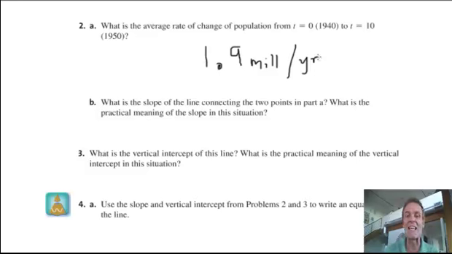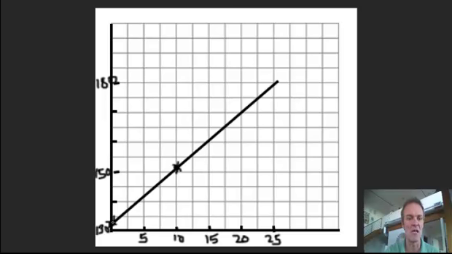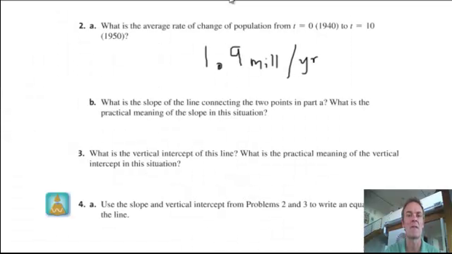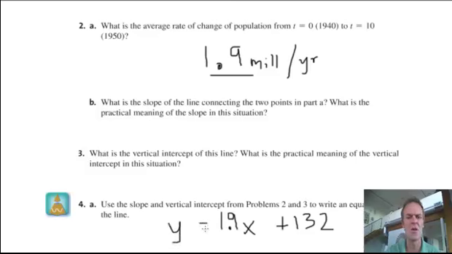Right, what's the vertical intercept of this line? Well, let's go and have a look. There it is, at 132. So if I'm going to write the equation, I'm going to put plus 132. Remember the y-intercept? Stick that at the end. What's the slope? 1.9. So normally I would write it like this: y equals 1.9x plus 132, if it's in terms of y and x.